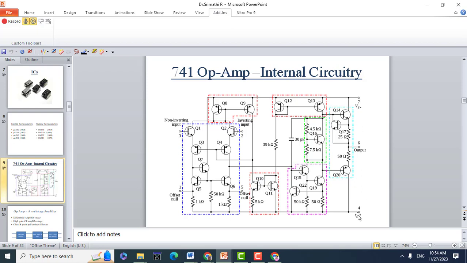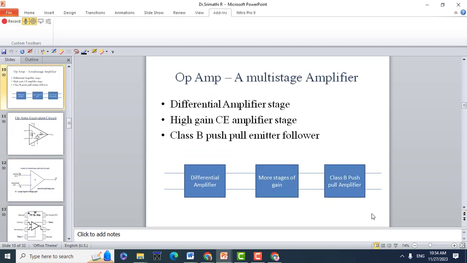and two power supply pins, plus Vs and minus Vs. Okay. So, how can an operational amplifier be used as a multi-stage amplifier? In an operational amplifier, you have a differential amplifier stage, you have a high gain stage, and a class B push-pull amplifier. Okay, class B push-pull amplifier. These are the different stages of a multi-stage amplifier circuit in an op-amp.